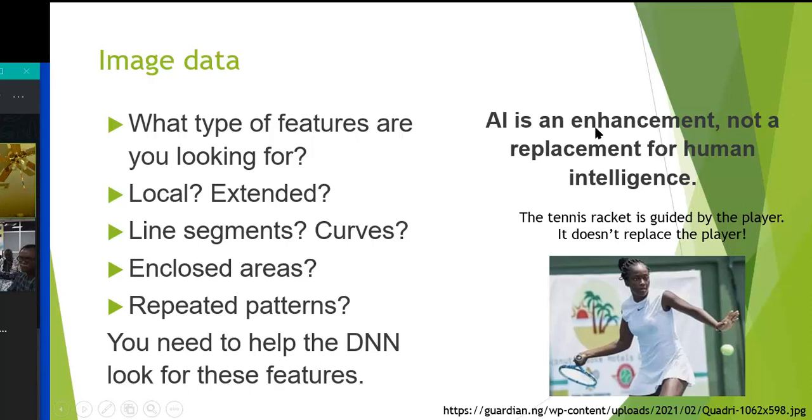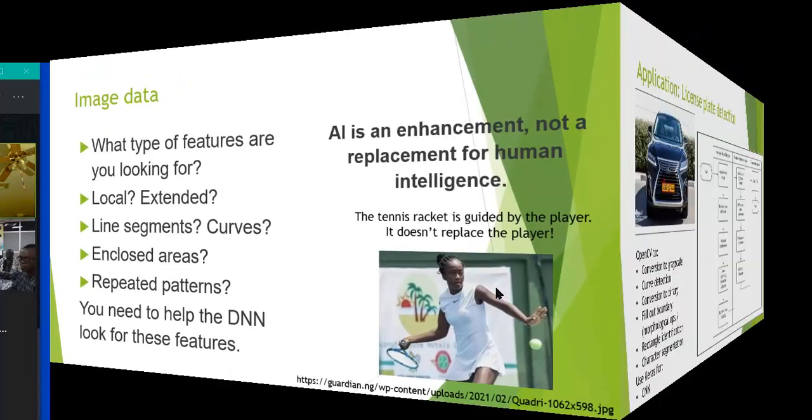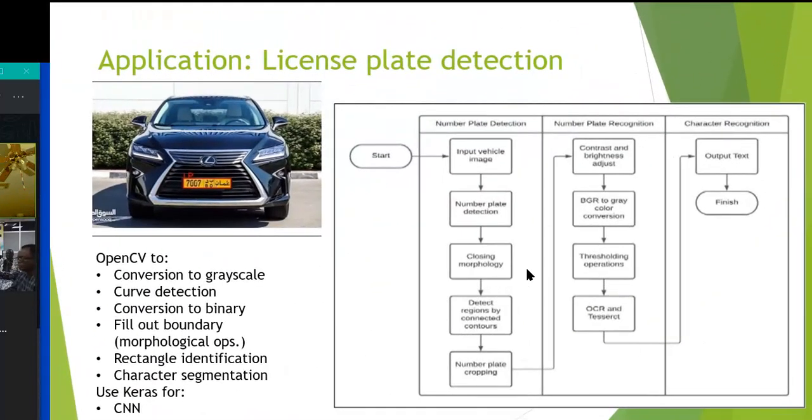Artificial intelligence is an enhancement and not a replacement for human intelligence. An example: a tennis racket. You cannot play tennis without a tennis racket, but the tennis racket is still guided by the player. The player has to move the tennis racket to the place where it can meet the ball. This is what AI does. AI does not replace human intelligence. You need to show your AI where you should be looking.